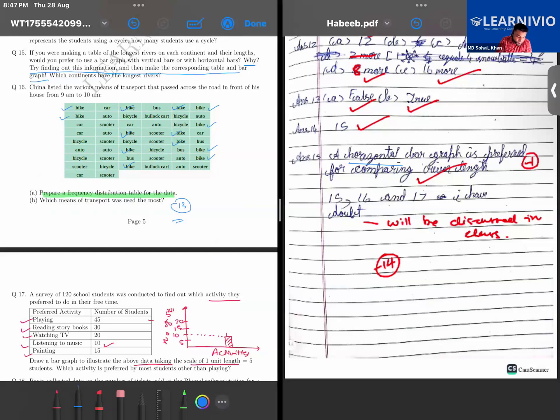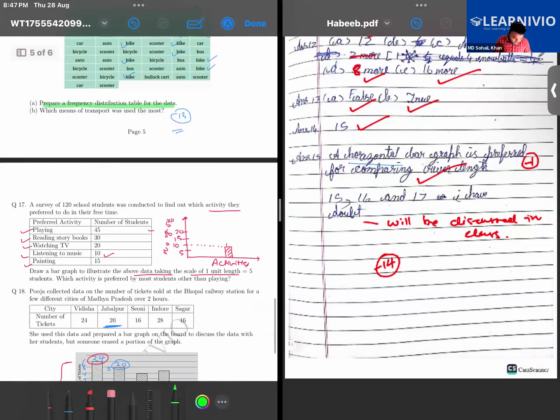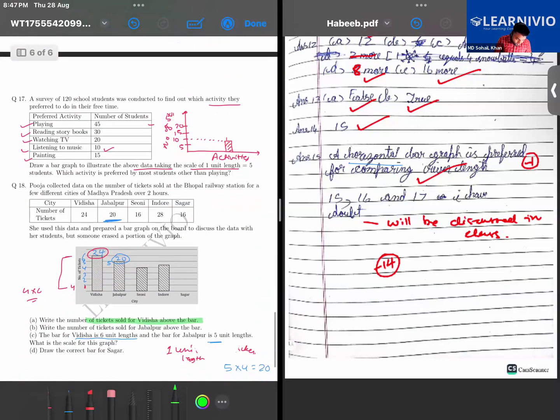Okay. See, question number 16. If you guys recall it, this is from NCERT. Do you guys recall this? Question number 16, and question number 18 also. Both of them were taken from the NCERT book and they were discussed in the class. So if you would have done it, then you shouldn't have any problem in it.